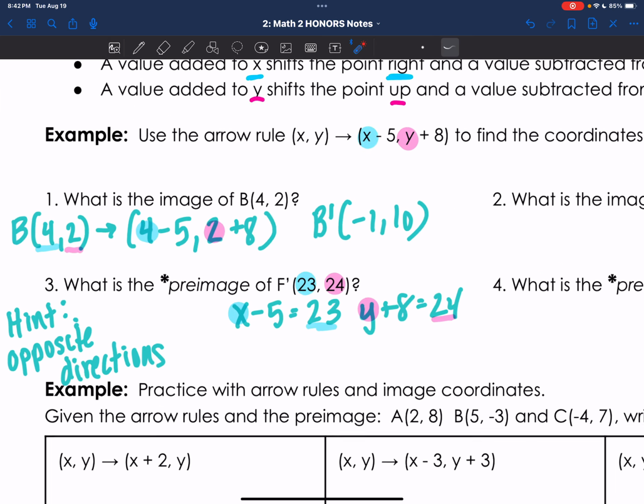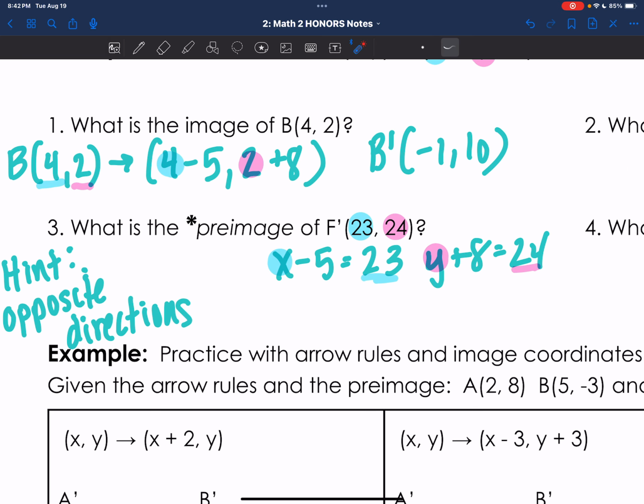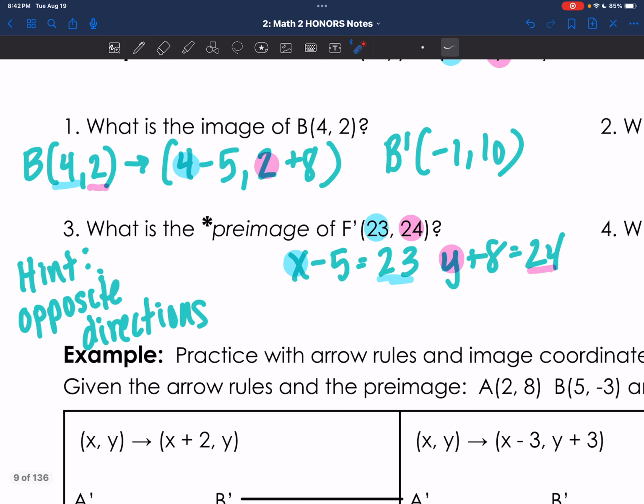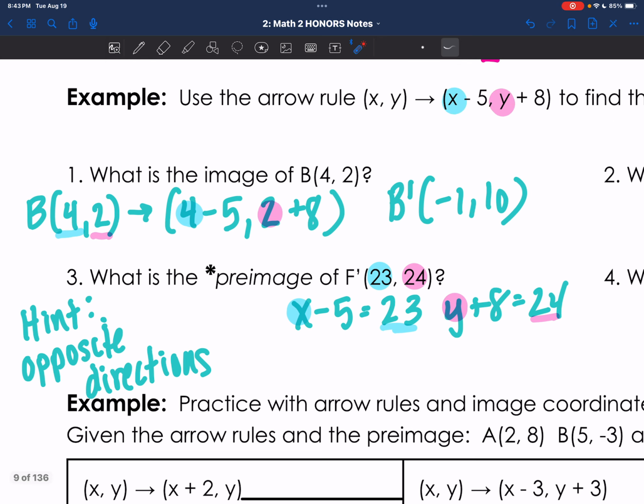All right. Now for number 3, it says, what's the pre-image? So you're going to work backwards. You're going to go the opposite direction. There's 2 ways to do this. One way is just to set it up like an equation where you say originally we had x minus 5, but it ends with 23. So that's why I set it equal to 23. So to do this, you would just add 5 to both sides.